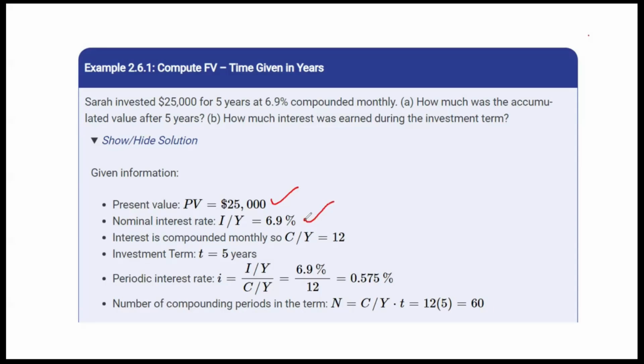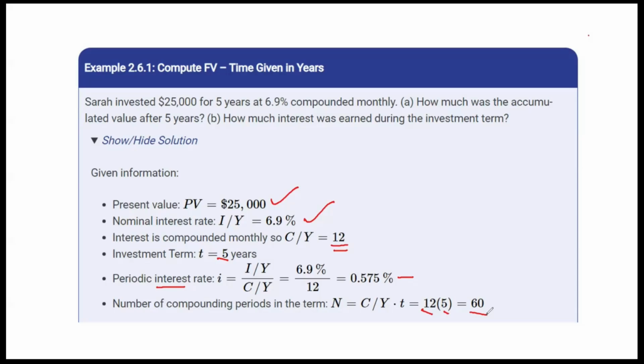This is the nominal interest, right? That's the interest they read to you when you go to borrow. Interest is compounded monthly, so compounding frequency is 12, right? The investment term is 5. Periodic interest then is going to be that over that, which is 0.575%. The number of compounding periods will be this, right? The 12 by the 5, which will give us 60.